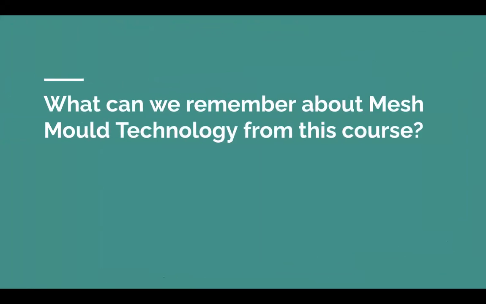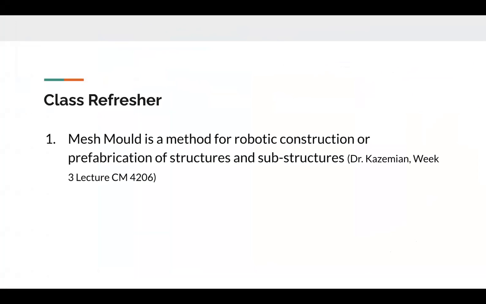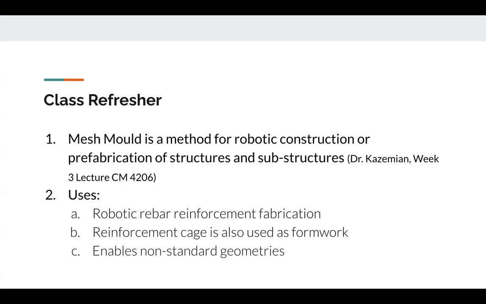The first thing I want to do is give us a little bit of a refresher on mesh mold technology from what we learned in this course. This is just going to be some things that were taken from the slides. Mesh mold is a method for robotic construction or prefabrication of structures and substructures. That's straight from the lecture.